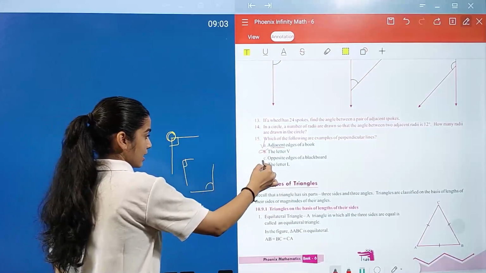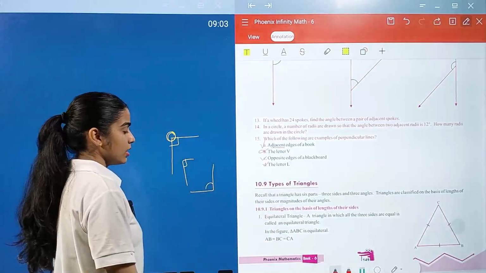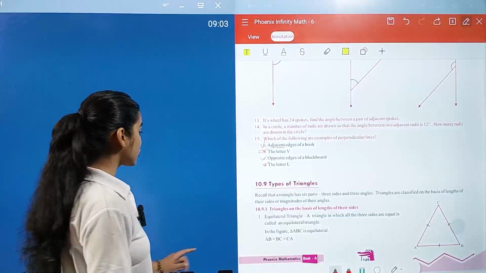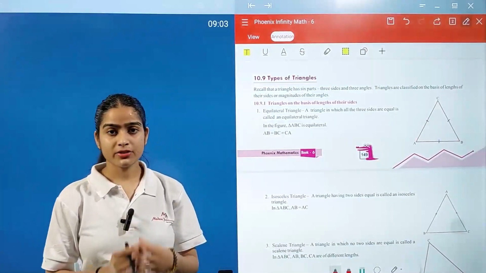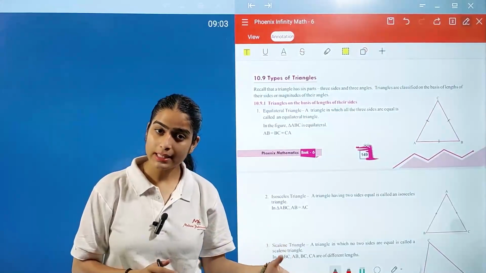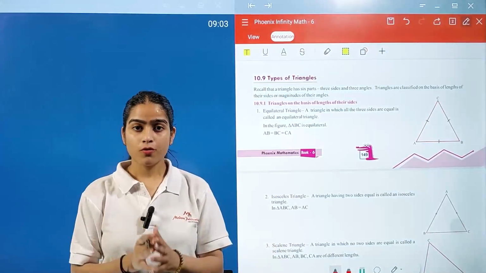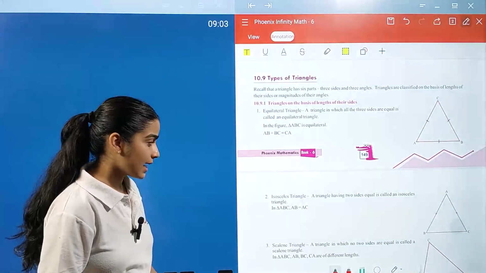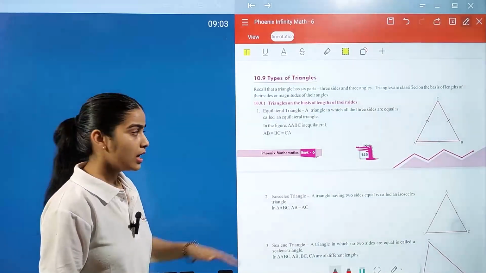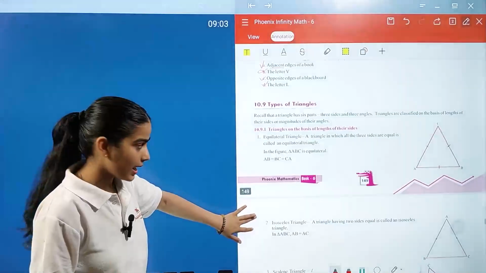This, yes, and the letter L. So after this we have our next concept, which is types of triangles. We generally classify our triangles on the basis of their angles and sides. First of all we study the basis of sides, and then we move forward to the classification on the basis of their angles.